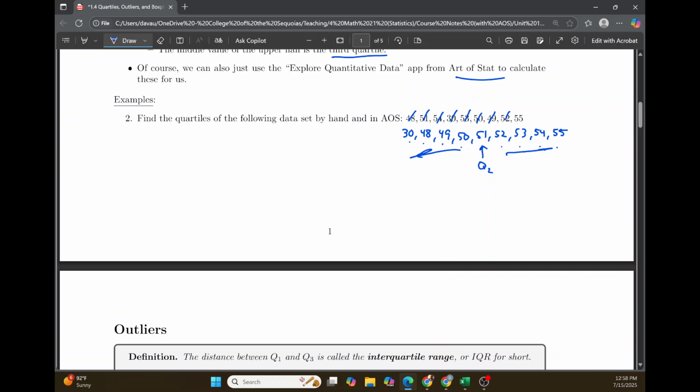Next, I'm going to find the median of the lower half. So I'm going to look at just these 4 values and try to find the middle value there. And here we run into a little bit of a difficulty because there are only 4 values, and so there's no value that's right in the middle. If I choose 48, there's only 1 value below it, but 2 values above. And with 49, I have just the opposite problem. So what we do in this case is we take the number that's right in between the 2 numbers in the middle. So in the case of 48 and 49, the value that would be right in the middle would be 48.5. So that's going to be Q1.